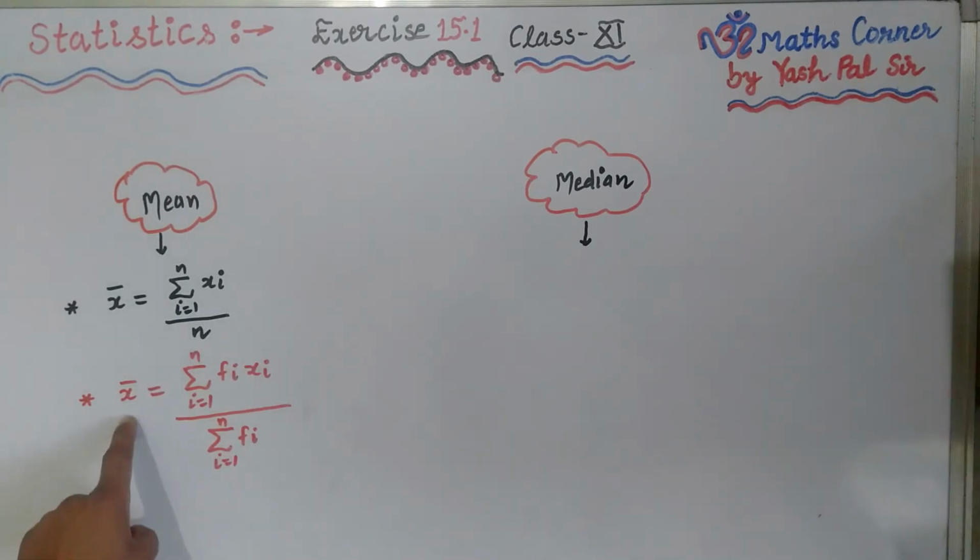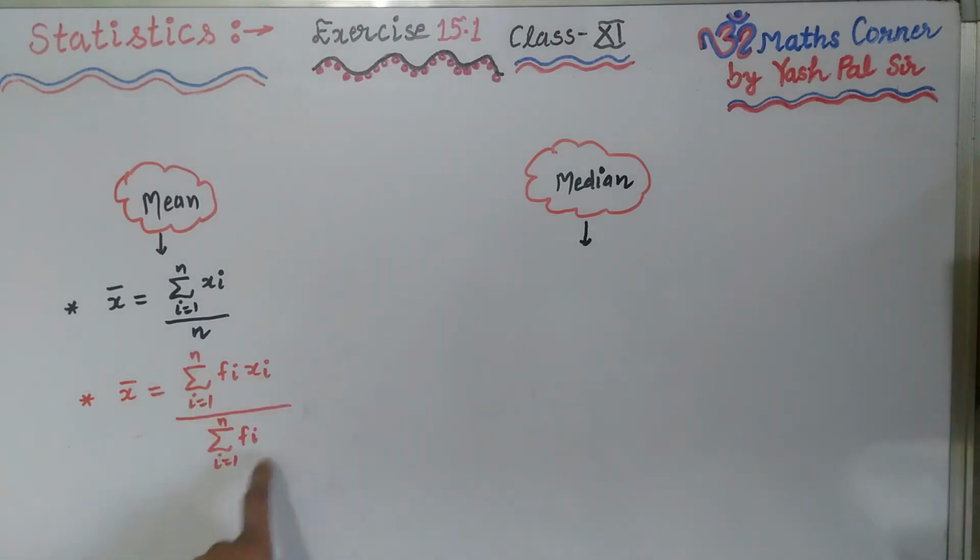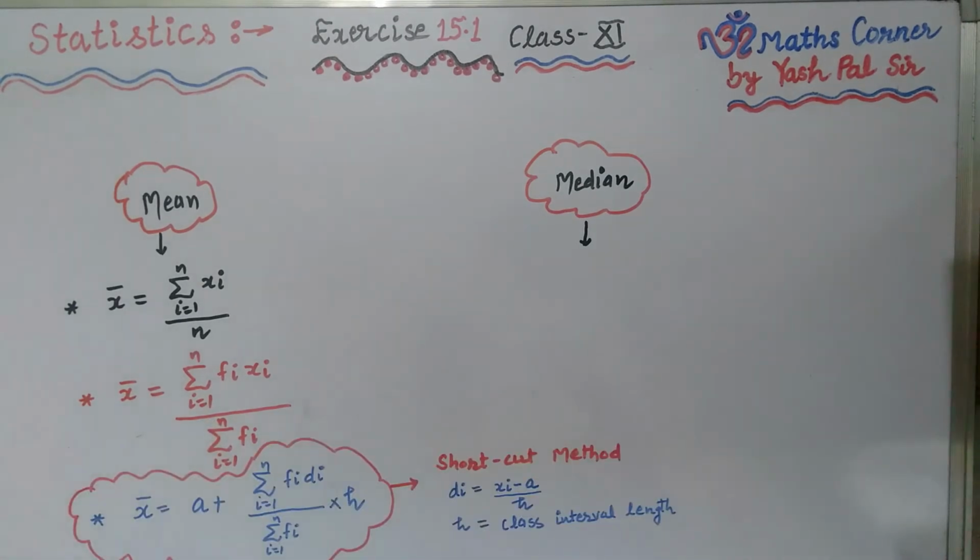But in case of grouped data, the mean formula is x bar is equal to summation i is equal to 1 to n fi xi whole divided by summation i is equal to 1 to n fi. We also discuss the shortcut method for finding the mean, which is equal to assumed mean plus summation i is equal to 1 to n fi di whole divided by summation i is equal to 1 to n fi, into h. This is called the shortcut method.